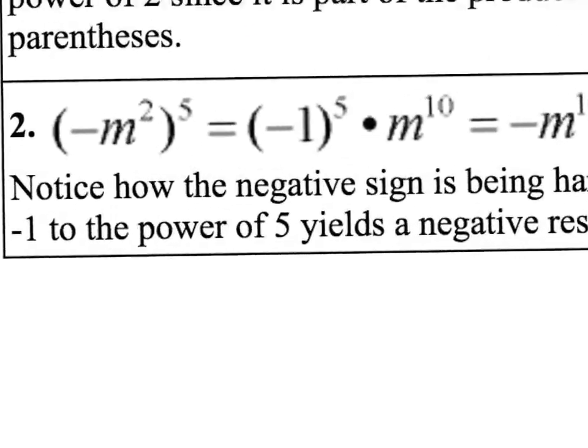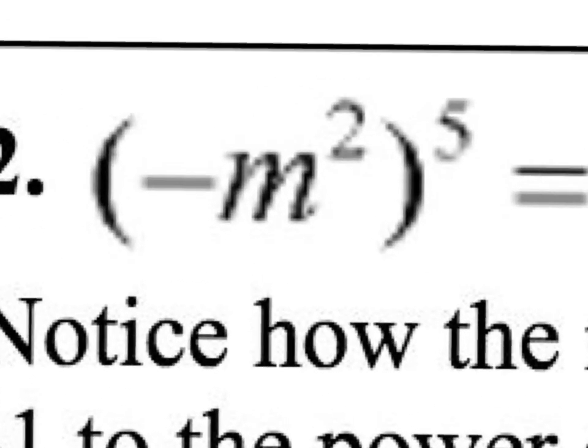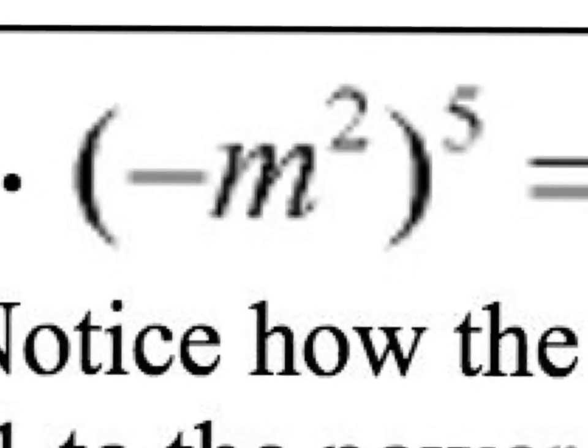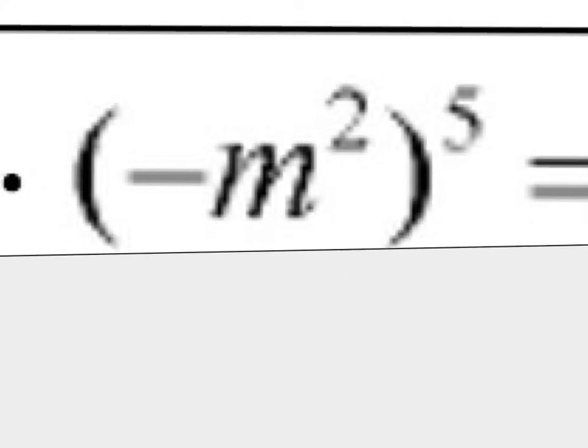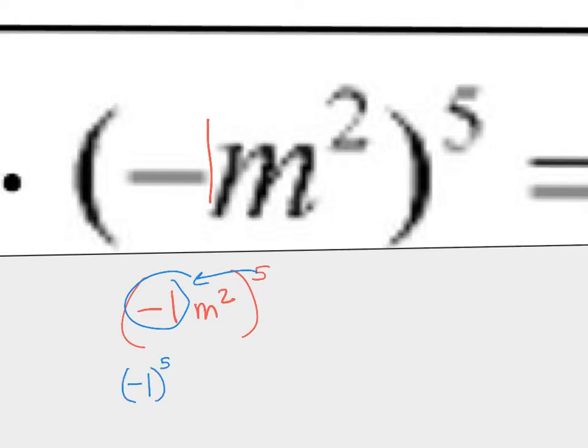All right, let's look at this one. With this one, it's really important to look at that negative in front, because what this is saying is it's telling me that I have the coefficient understood to be 1 in front. So this is really negative 1 m squared, all of it to the power of 5. So the shortcut way would say, well, negative 1 is being raised to the 5. So the whole negative 1 is being raised to the 5.